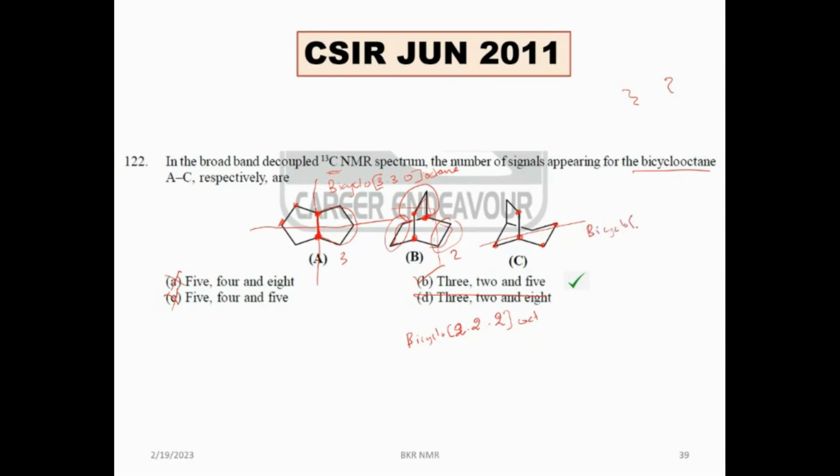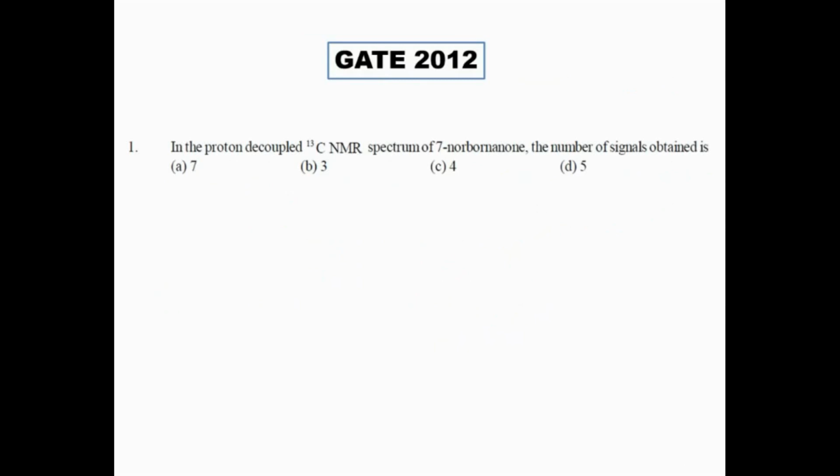Last molecule is bicyclo. So they are the bridging carbons. How are they connected? 1 2 3. So largest to smallest number. So what is the answer? 3 2 1. Very good. 3.2.1 octane. Okay, this is how you should name a bicyclic compound. Okay. So this 7 norbornene you might have studied.